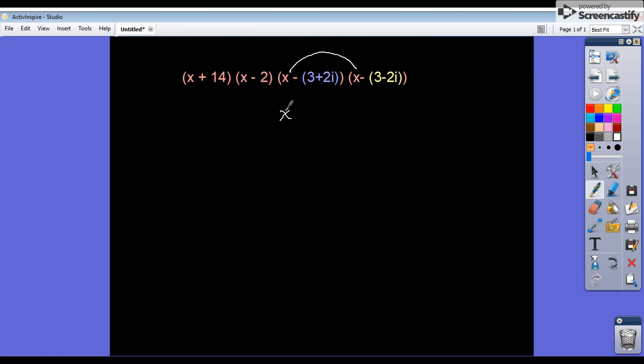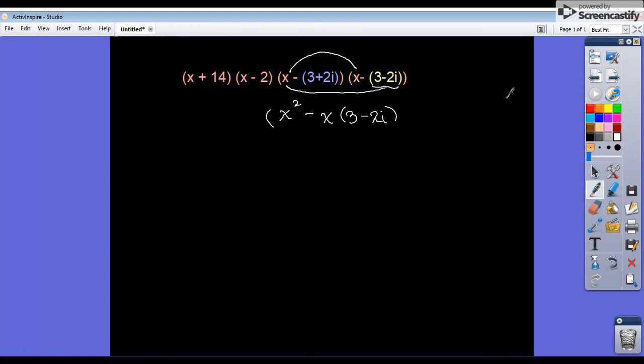x squared. Don't forget the parentheses because we haven't dropped these down yet. Outer would be x times the last term, which again I'm counting as one term, 3 minus 2i. So in front of this 3 minus 2i is a negative. In front of the x is a positive. A positive times a negative is a negative. And I'm going to multiply x times 3 minus 2i. I'm not actually going to multiply right now. I'm just going to bring down what to multiply.